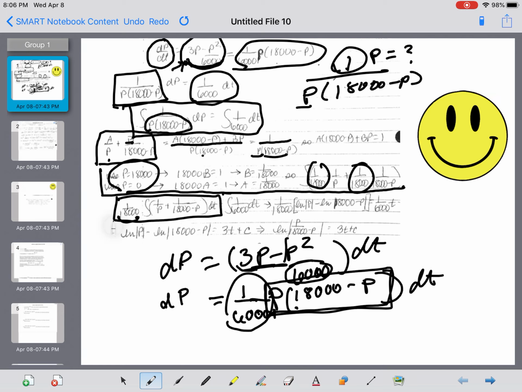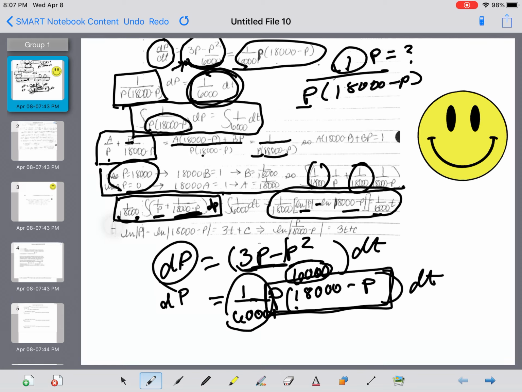So I have 1 over p, oh, and this is dp. I think I kept writing dt for some reason. I changed it, sorry. When I read it earlier, these should be dp's, because that was the whole reason I did it. The integral of 1 over p is ln p. And I had to do a substitution here going backwards. It had a minus p, so I needed a negative. So I had minus ln of 18,000 minus p. And on this side, when I integrated this side, I got 1 over 6,000 t. So I have this as my answer after I integrated it.